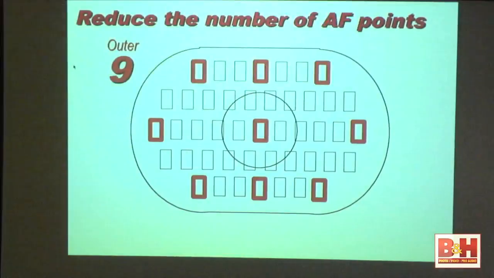The Mark IIIs let you manually choose from 19 points. The Mark IV lets you manually choose from 45, but you can cut that back to 19. You can cut it back to 11, or you can cut it back to either what they call an inner 9 or an outer 9 points.